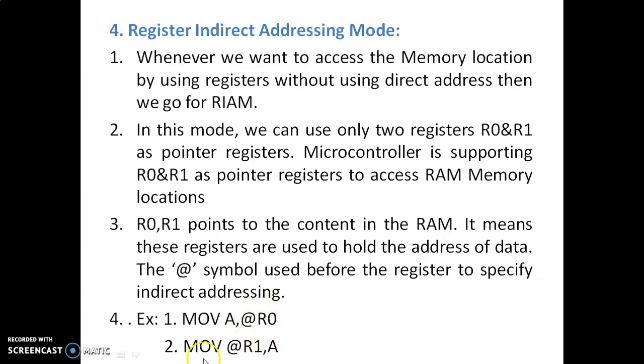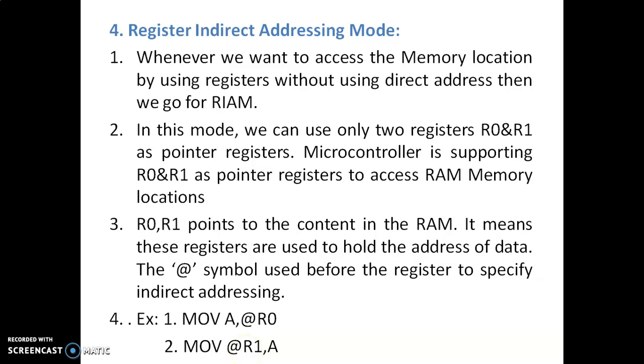Now what is the second example? MOV @R1, A. The content which is there in the accumulator register will be transferred to the address that is held by the register R1. So that is about the register indirect addressing mode.